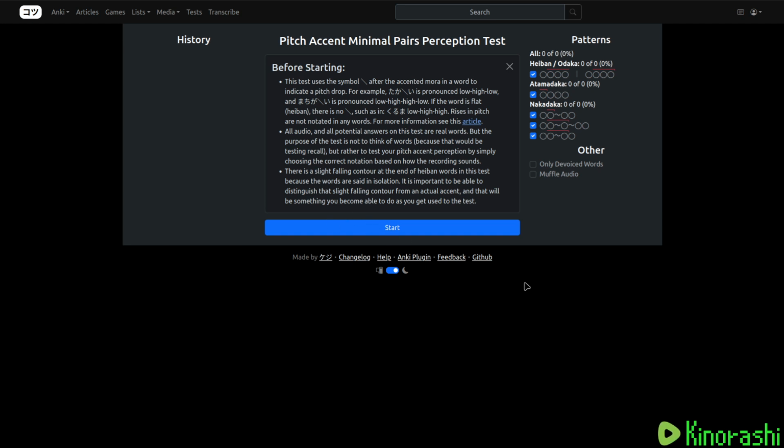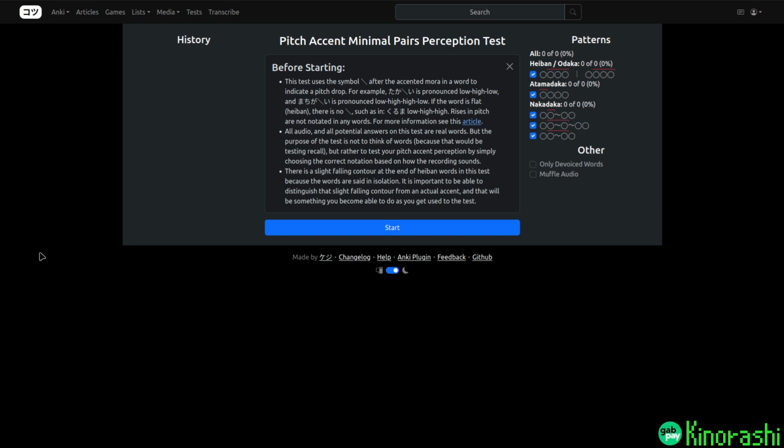工場, kosho. Interesting. 工場, kosho. So we have heiban, or low, high, the rest.